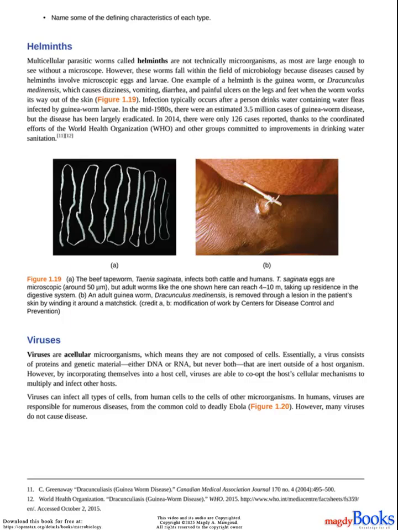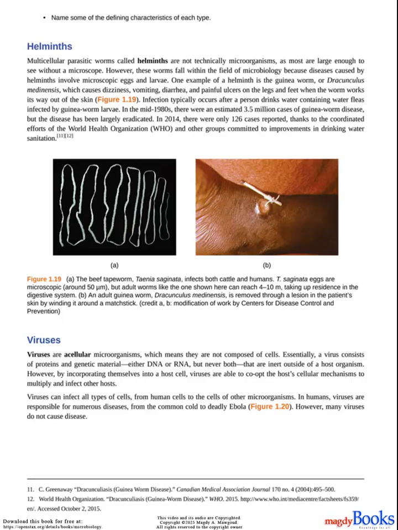Figure 1.19. Infection typically occurs after a person drinks water containing water fleas infected by guinea worm larvae. In the mid-1980s, there were an estimated 3.5 million cases of guinea worm disease, but the disease has been largely eradicated. In 2014, there were only 126 cases reported, thanks to the coordinated efforts of the World Health Organization, WHO, and other groups committed to improvements in drinking water sanitation.